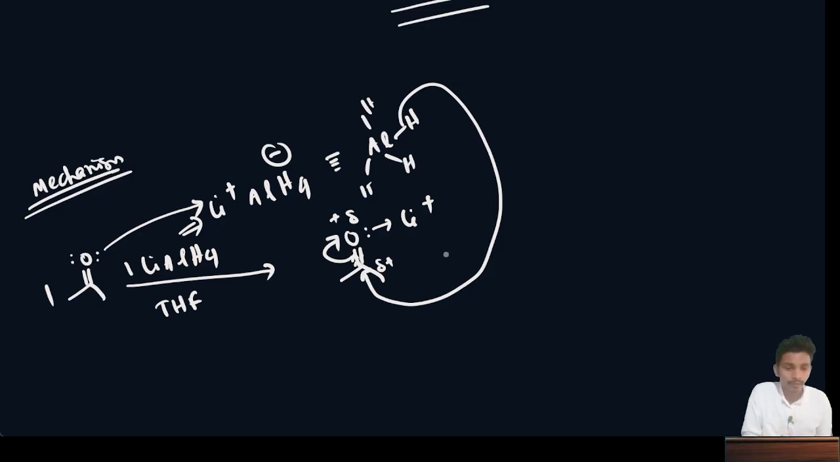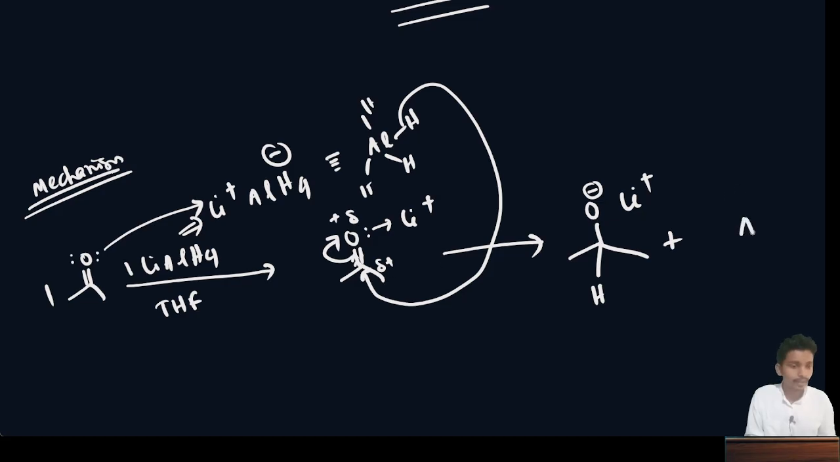Now what will happen is, one hydrogen will come here, and this becomes O minus with Li plus. One hydrogen has already gone from the aluminum, so three hydrogens are left. Again it becomes an electron-deficient group, because it has three bonds and the octet is incomplete.